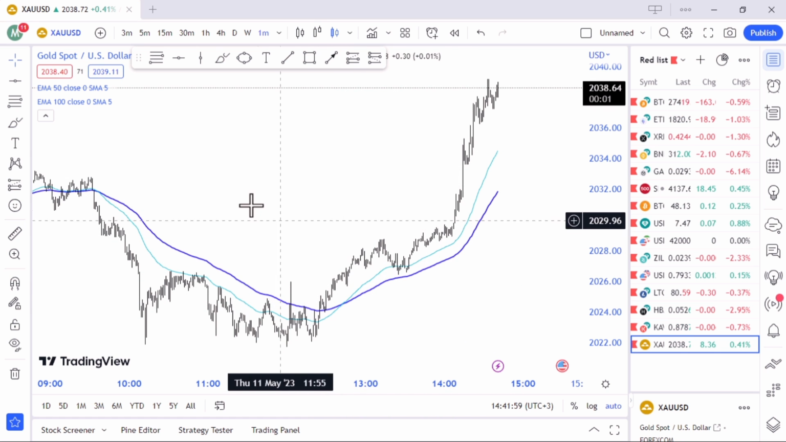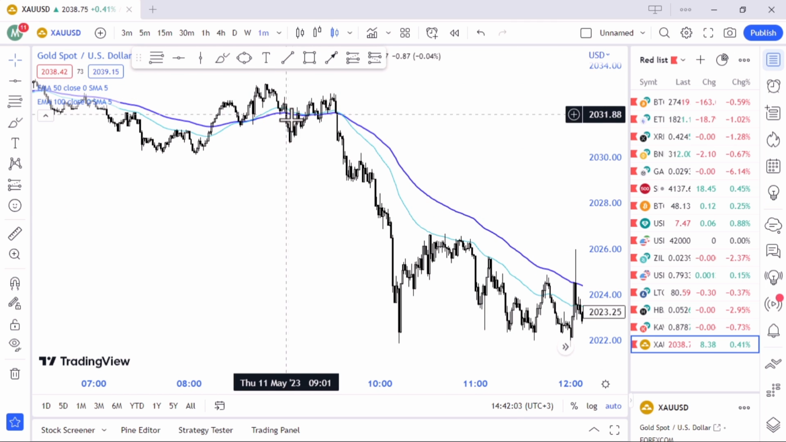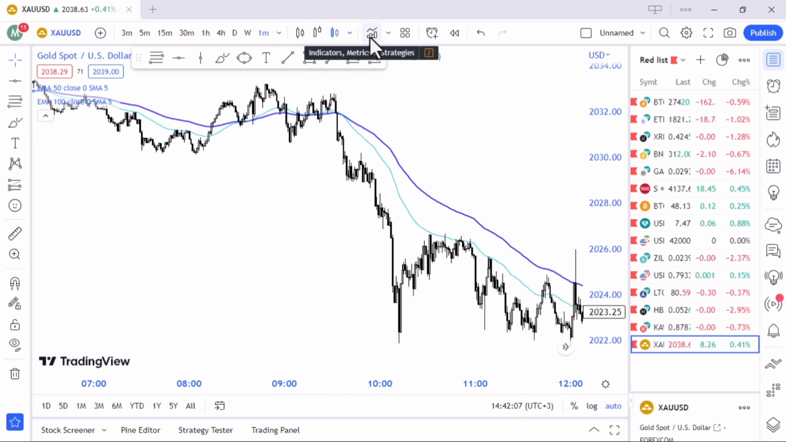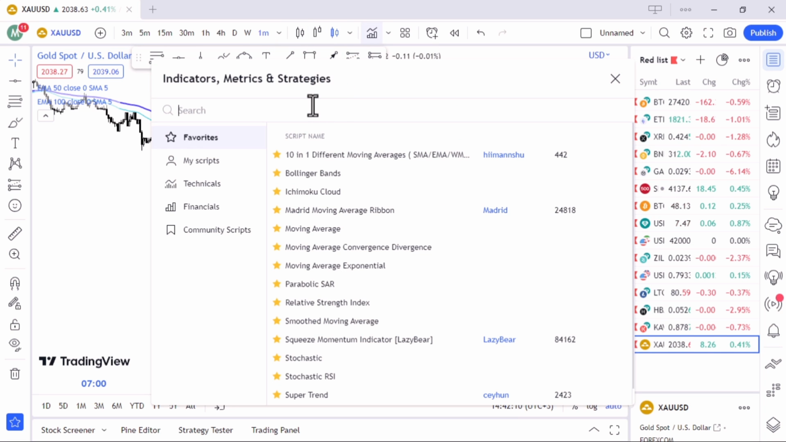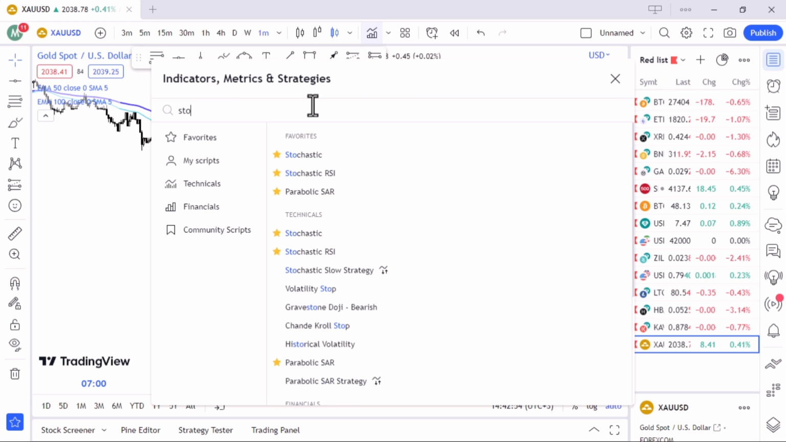So we're on the 1 minute time frame of gold to US dollars, and the next indicator that we need is the stochastic, which I made two completely dedicated videos about previously. But in this case we don't want the stochastic RSI or the regular stochastic. We want to use another type, let's say the optimized version of it.